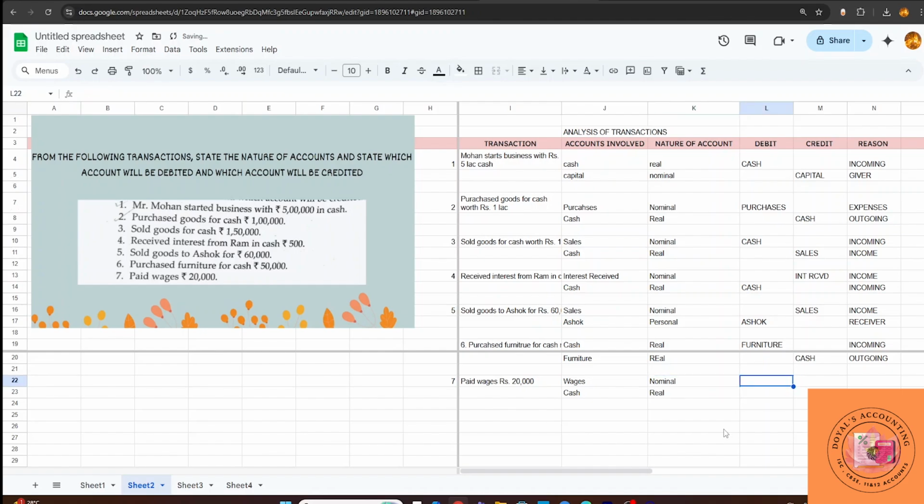What is the rule for a nominal account? We debit all expenses and we credit all gains. So here wages will be debited because it is an expense. And cash will be credited because it is outgoing, it is going out. The rule of the real account: debit what comes in and credit what goes out. I hope you have understood.